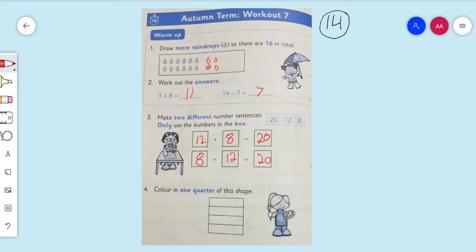And now question number 4 is color in 1/4 of this shape. There are 1, 2, 3, 4 parts in this shape. So we write 4 here and color in 1/4. So that means we shade in 1 piece.